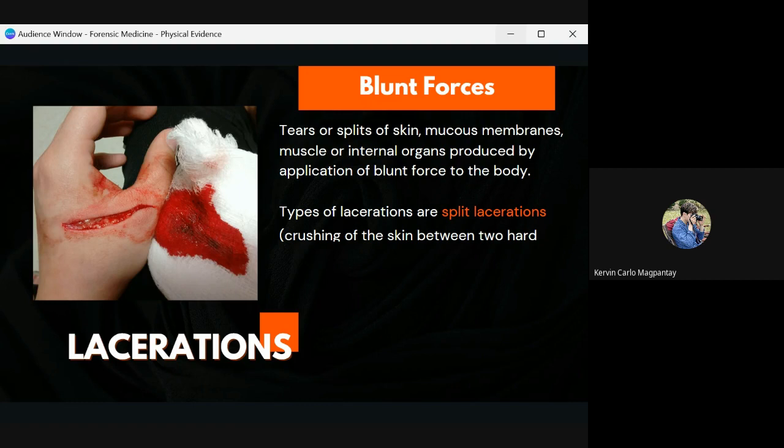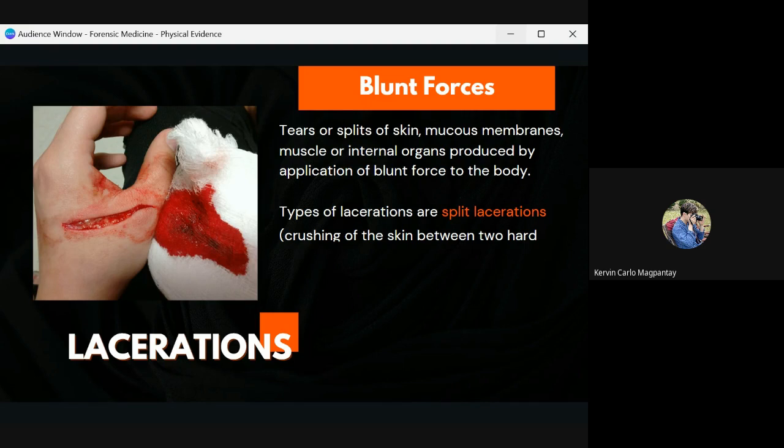For split laceration, nakukuha to usually kapag masyadong nagkakaroon ng malakas na force. For example, si victim ay tumatakbo dahil hinahabol ni perpetrator. Unfortunately, sa pagmamadali niya, masyadong lumakas yung force ng pagtapak niya. Dahil doon, nagkaroon ng laceration yung paa niya, parallel to a cut.